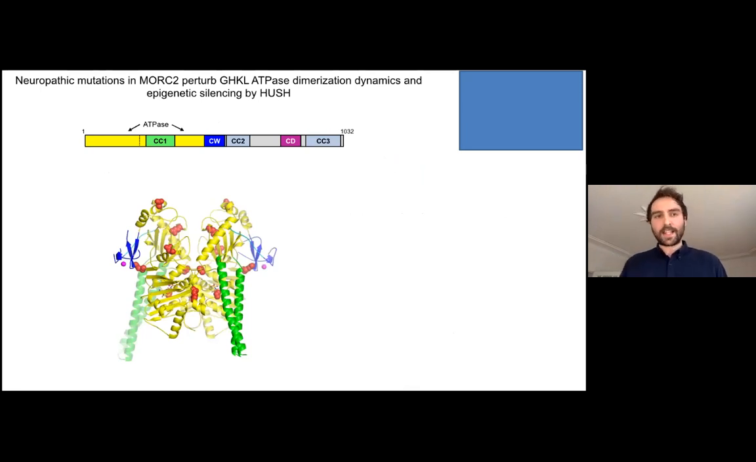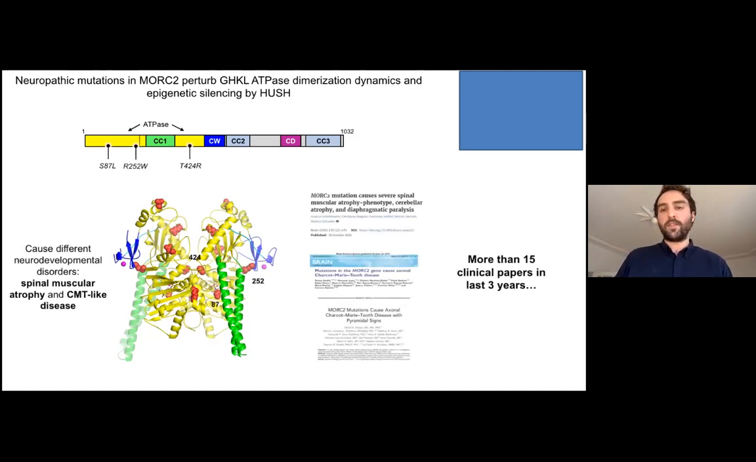One of the really interesting things about this protein as well was that it had been identified over the past few years that mutations in this ATPase site cause a range of neurodevelopmental disorders. So a number of clinical reports were published while we were doing this structural work. And so we were able to then look on our structure at how this may affect both MORC2 dimerization and ATPase activity, but also then look in our functional assays at how HUSH was affected.